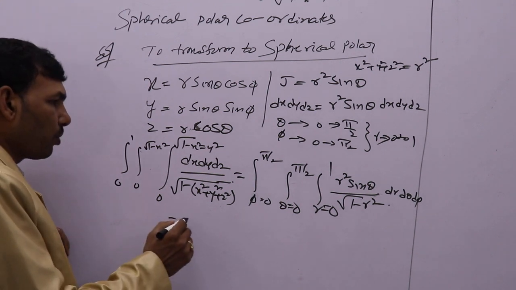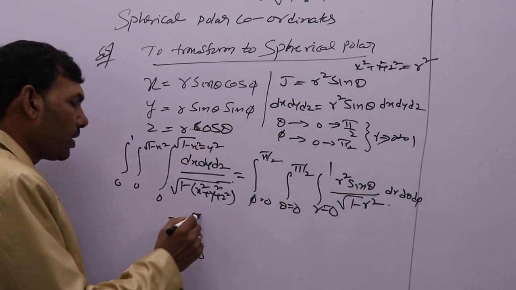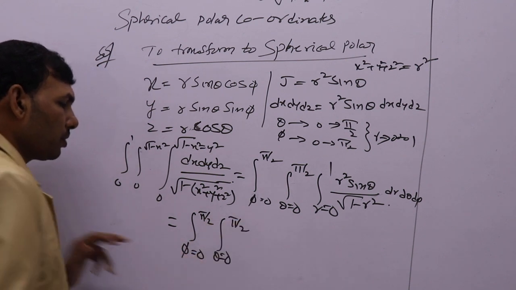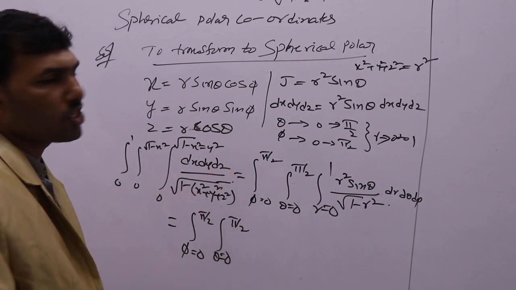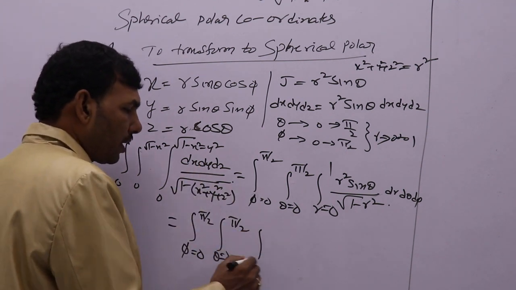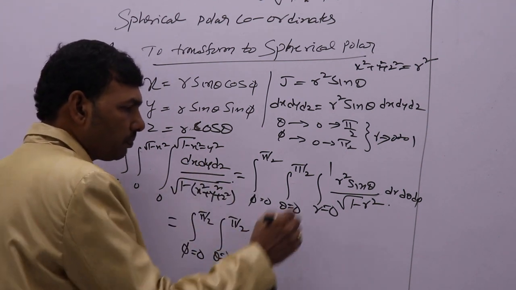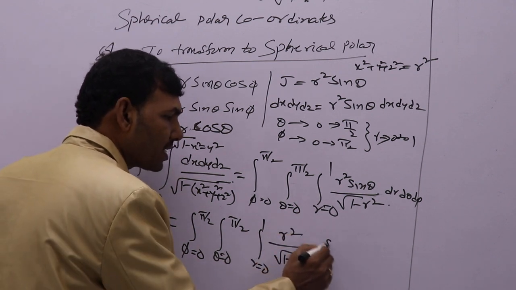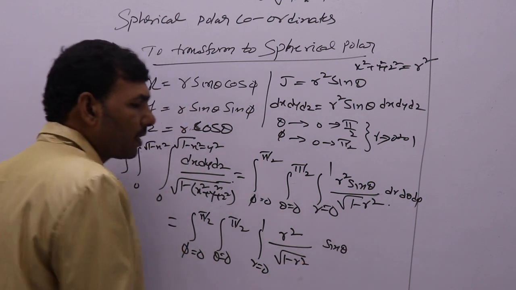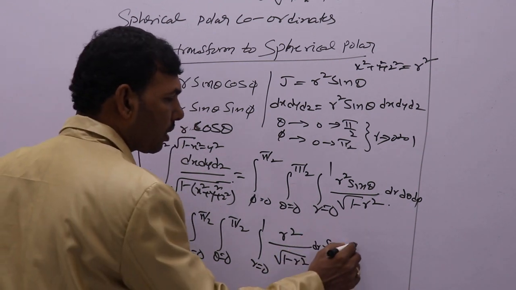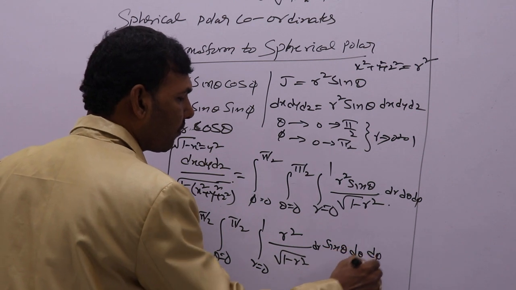For that, what am I doing? Integral phi equal to 0 to pi by 2, theta equal to 0 to pi by 2, because this is the positive quadrant, 0 to 90 degrees. Integral r equal to 0 to 1, r square by root of 1 minus r square, sin theta. Here we are going to integrate with respect to r, d theta, d phi.